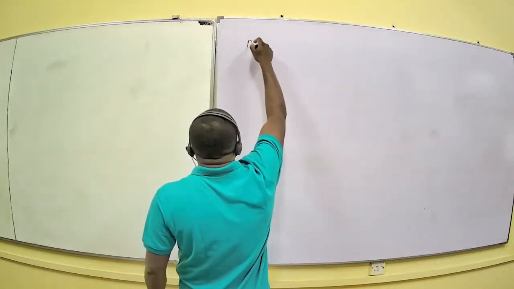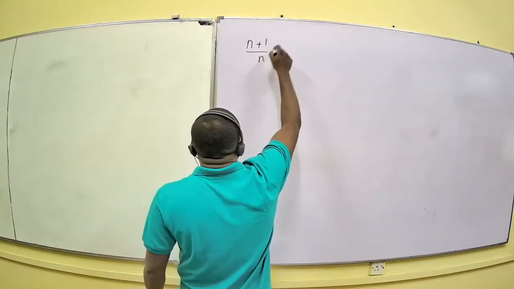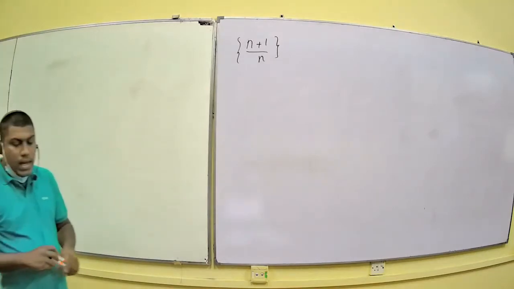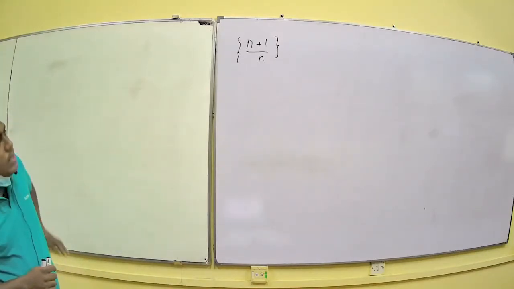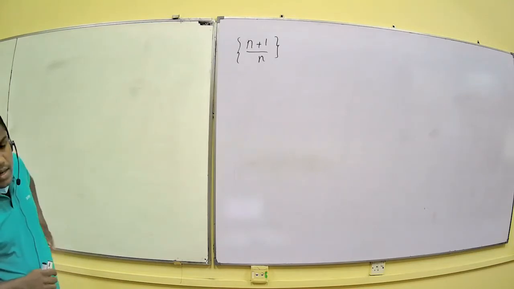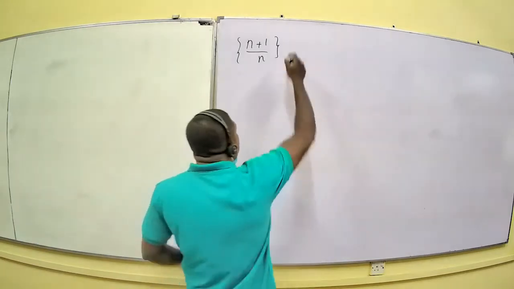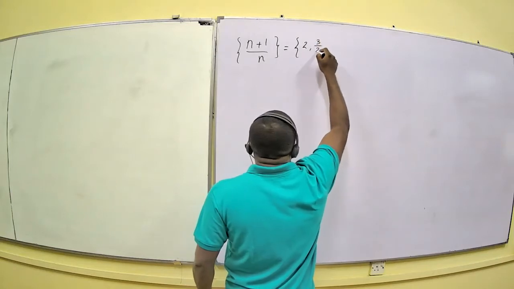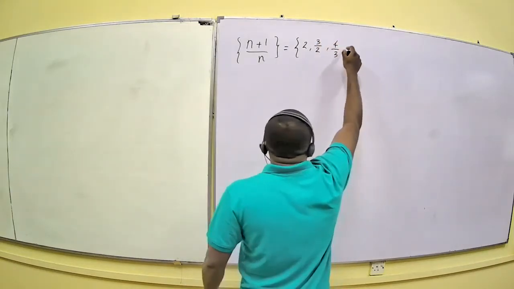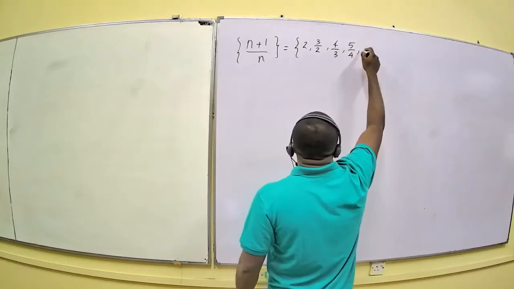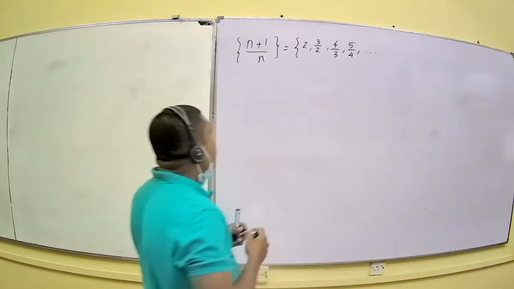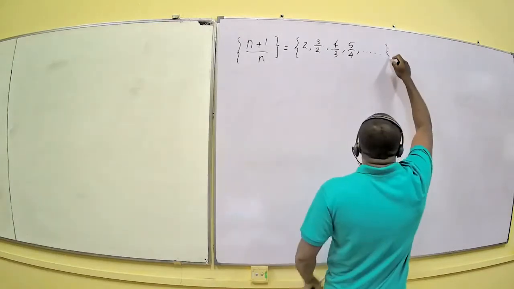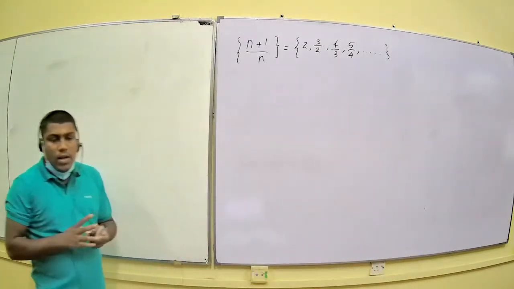If I give you a sequence like this, n plus 1 over n, right? If you write these numbers down, you can see it is 2, 3 over 2, 4 over 3, 5 over 4, like that. This is how the components of the sequence will go.